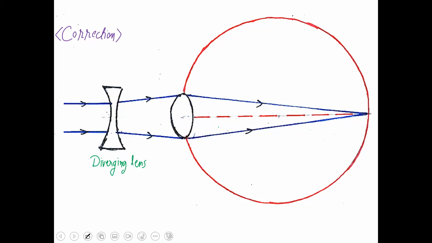It will spread out the rays, and then the eye lens will converge them at the right position. That is why, if you wear glasses, doctors test your eye and give you a number. That number is actually a scale of how much the rays should be spread out. So this is the concept of short-sightedness correction. Now you have to copy this screen. I'm just coming, copy this screen.